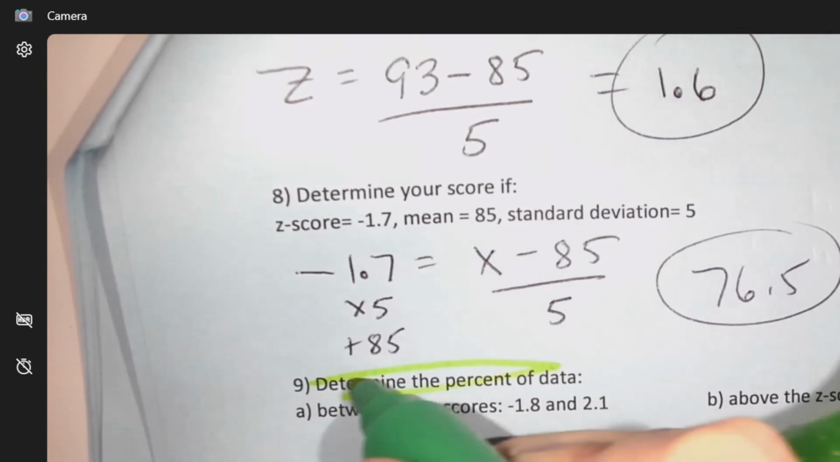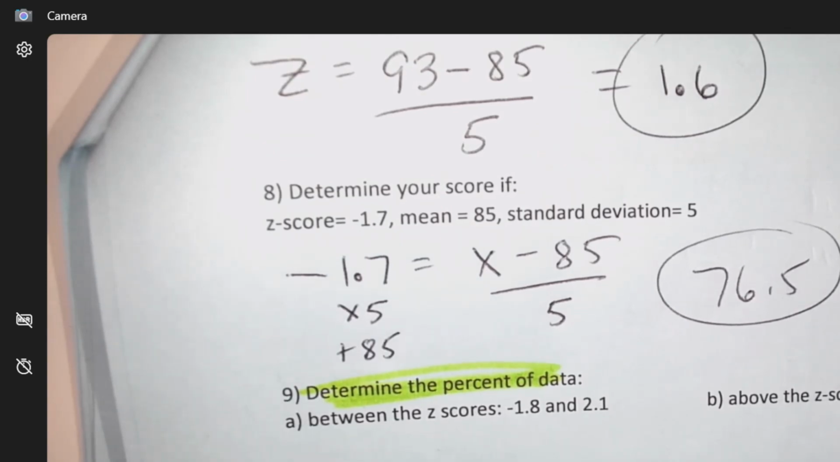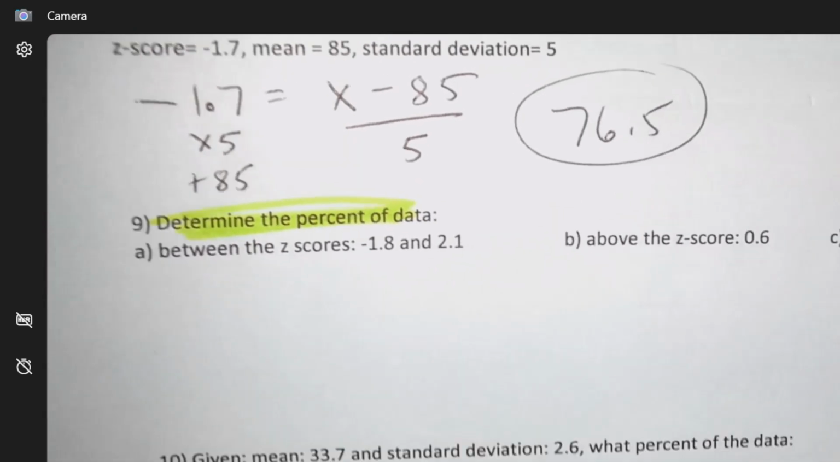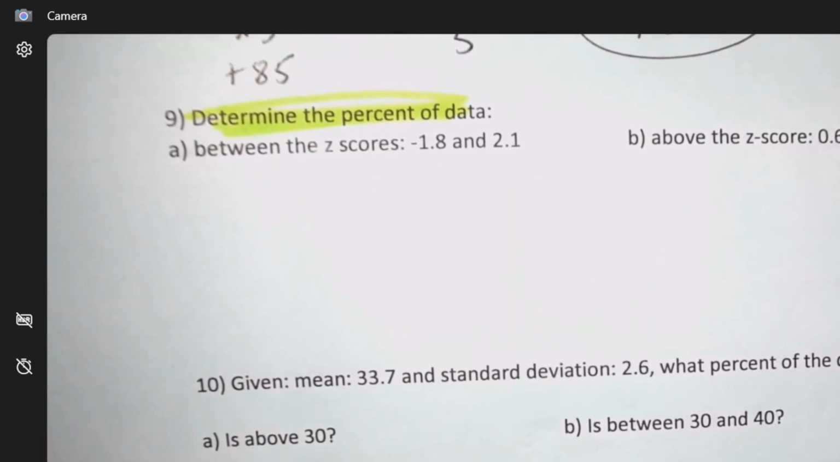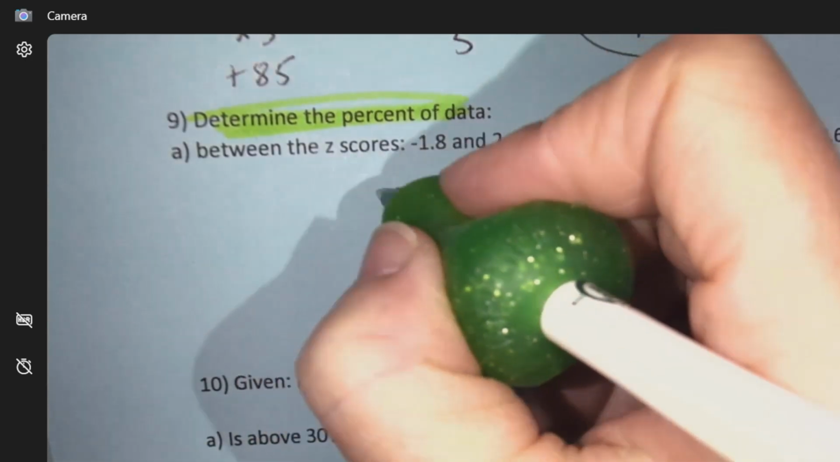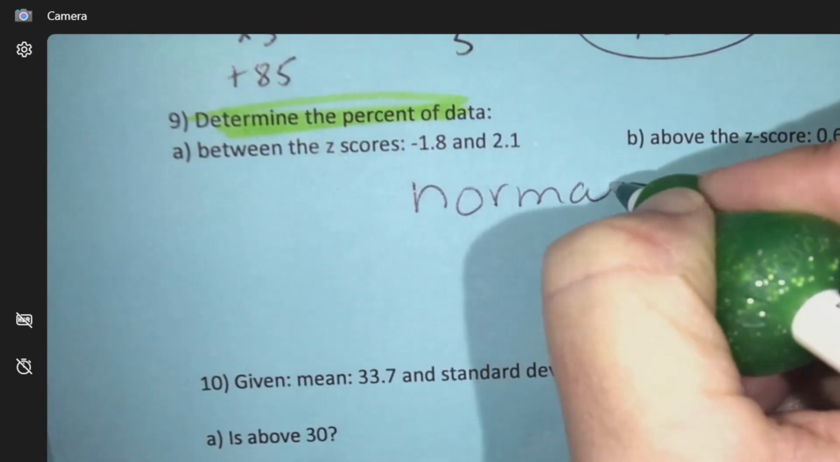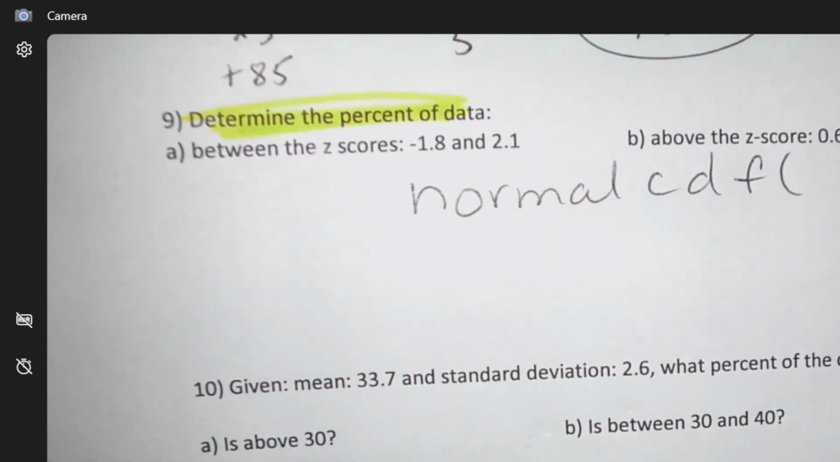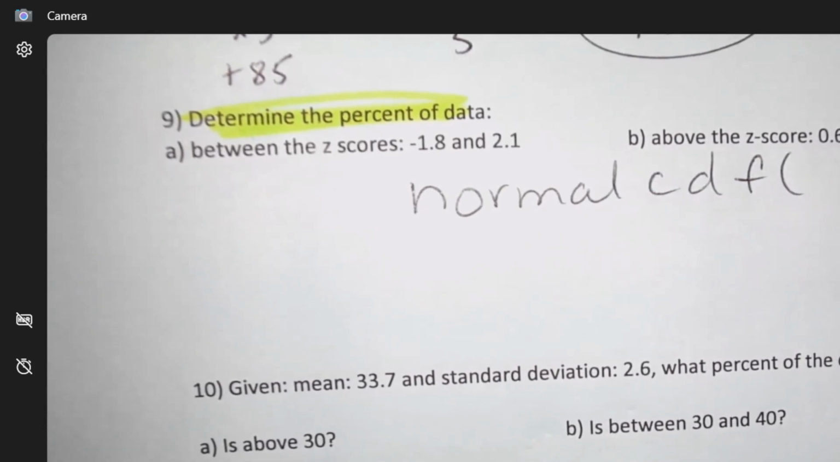Okay, determine the percent of data. So obviously these aren't the perfect ones, right? So I'm going to use my calculator. So this is the normal CDF. Finding a percent, you're going to have two methods. One was on the chart. That's only for the perfect scores on the lines. This is not perfect scores on the line, so understand the difference.